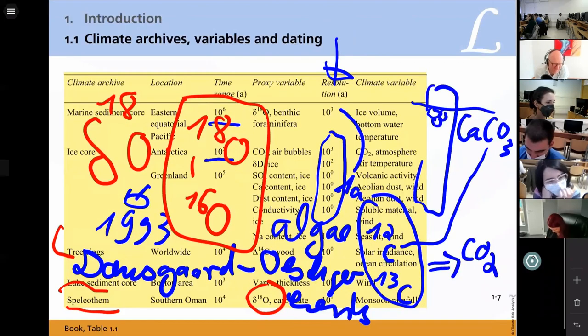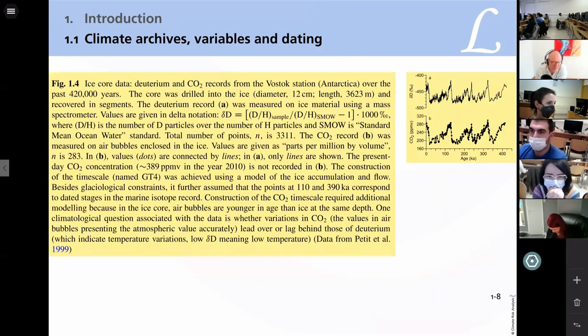Okay, so this is the task in paleoclimate. You use natural archives, you use proxies to make an inference. This is figure 1.4 from the book. We have CO2 and we have deuterium measured on ice cores. This figure has a caption, and the caption gives you the details. It explains the delta notation.